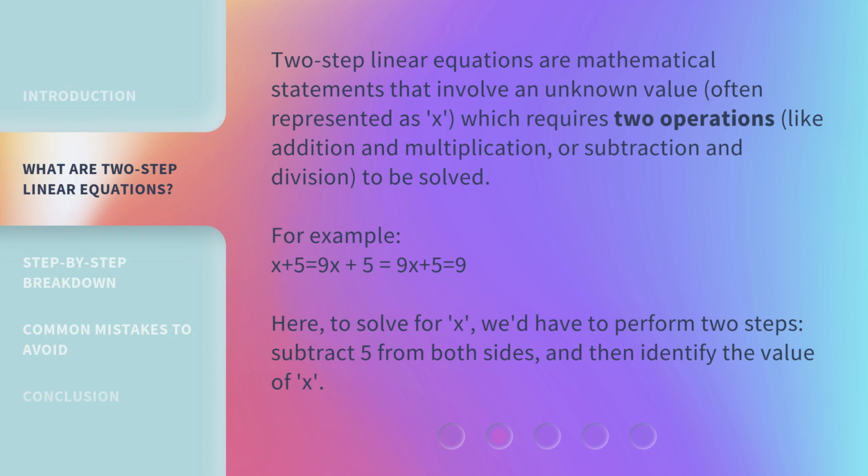Two-step linear equations are mathematical statements that involve an unknown value, often represented as x, which requires two operations, like addition and multiplication, or subtraction and division, to be solved. For example, x + 5 = 9. Here, to solve for x, we'd have to perform two steps. Subtract 5 from both sides, and then identify the value of x.